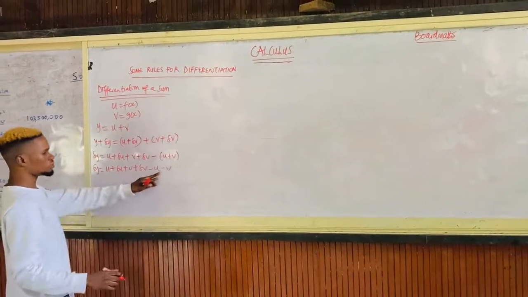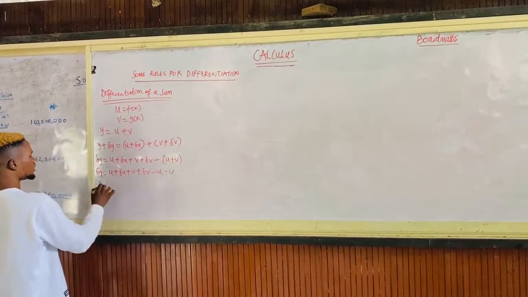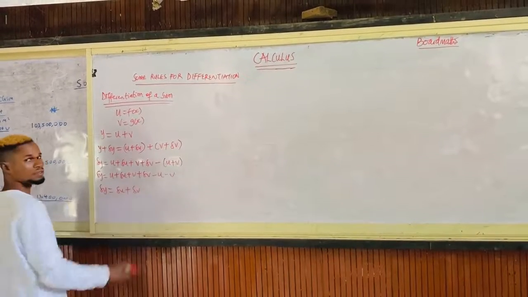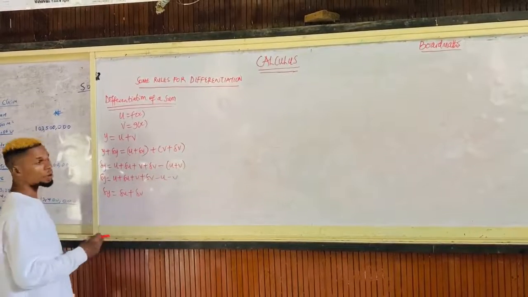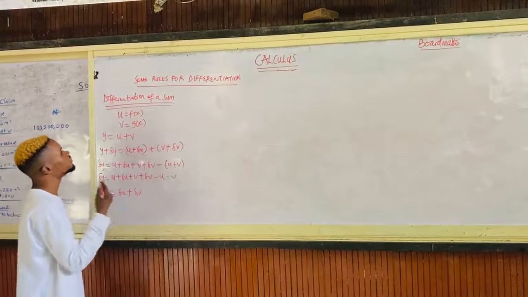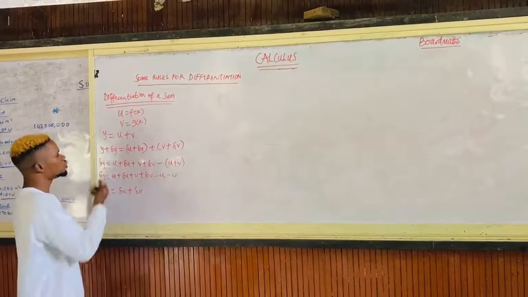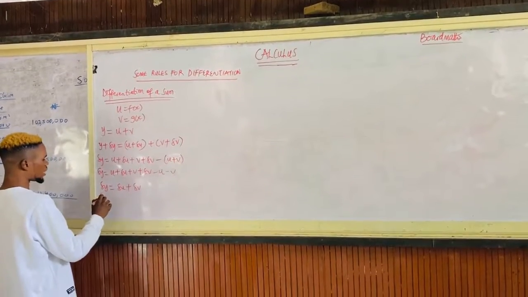u and minus u cancel out. v and minus v cancel out. That gives del y is equal to del u plus del v. Now divide all through by the increments of x. Since u is a function of x and v is a function of x, y is a function of u and v. So that means y is also what? A function of x. So divide all through by del x.